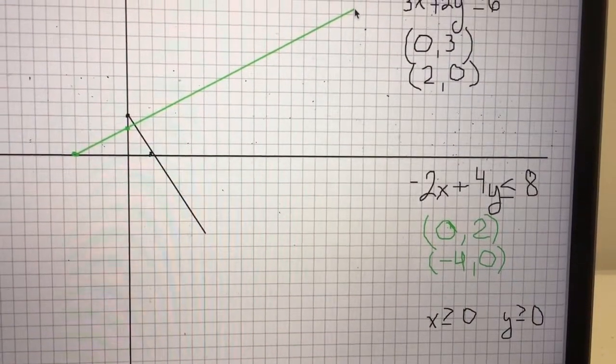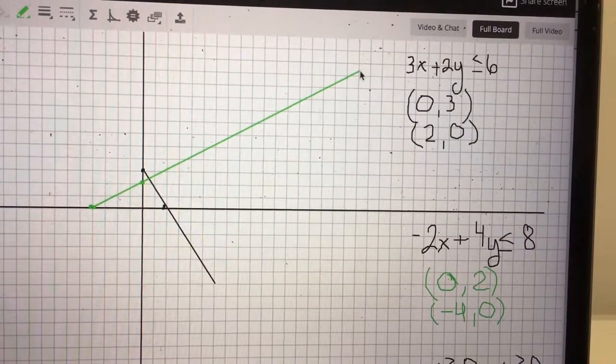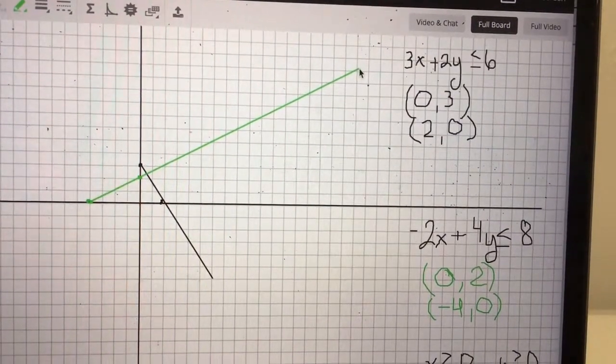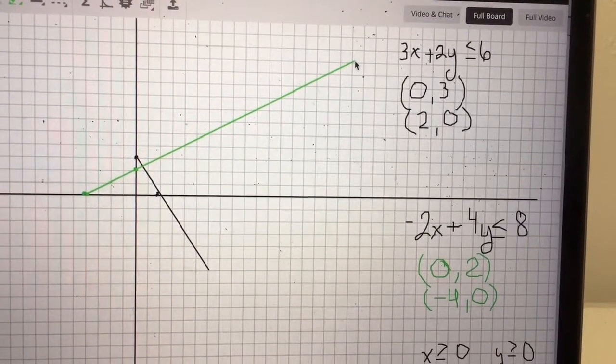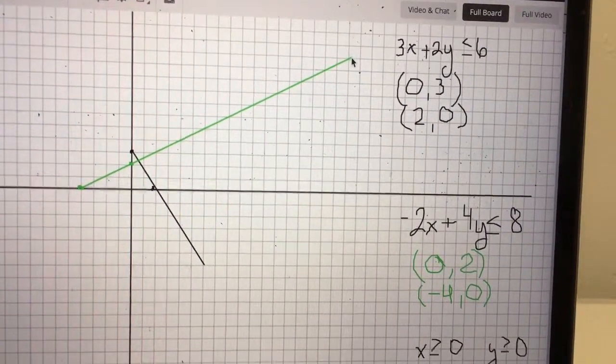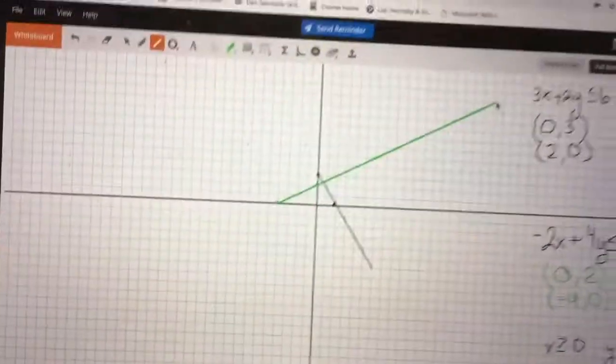So up 2 over 4, and we're just going to extend it up 2 over 4, up 2 over 4, and that looks pretty good. Okay, so now we have 2 lines graphed.